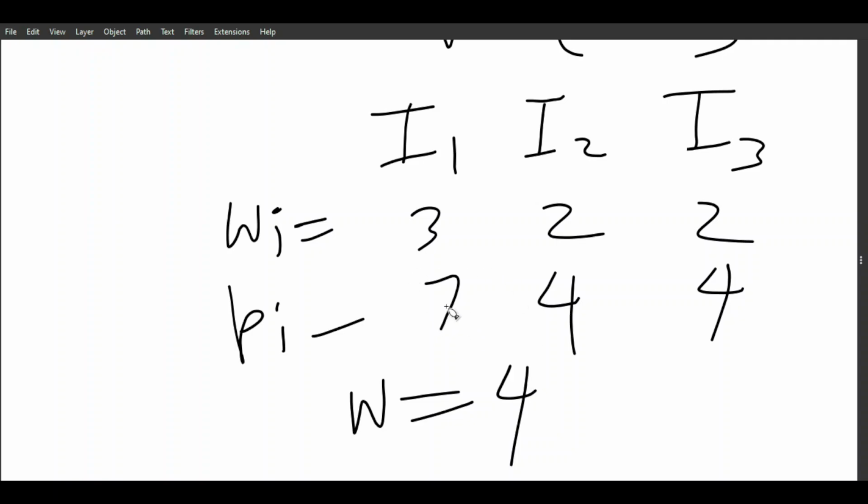But you can easily see this is not the optimal solution. The optimal solution will be to choose items 2 and 3, having weights 2 each, combined weight is 4. They fit in the knapsack. Total profit is 4 plus 4, which is 8. So the optimal solution is we have to use I2 and I3 in the knapsack. So the greedy algorithm fails. So now we should design a dynamic programming algorithm to solve this problem.